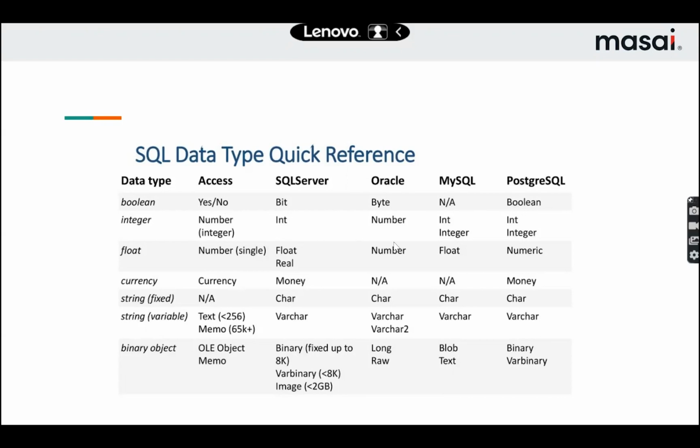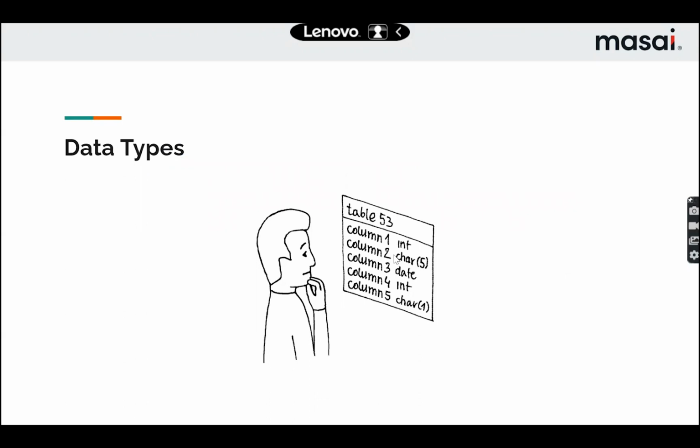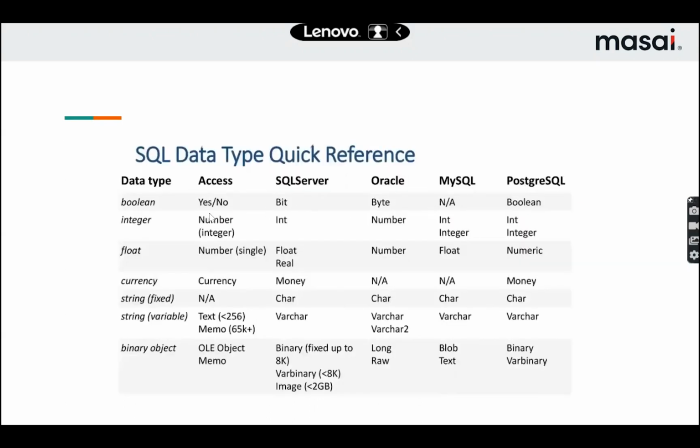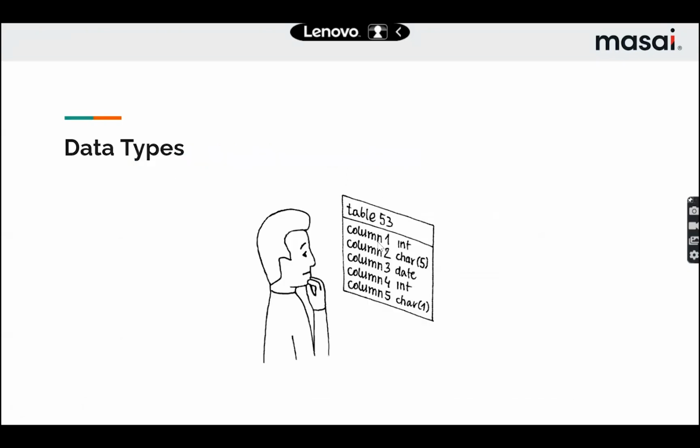That means if you are working in SQL Server, and in column one it is int, then if you want an integer you have to mention it like this. If you want to use Boolean, in SQL Server you have to write bit. But if you are working in Oracle, then you have to write byte in front of it.